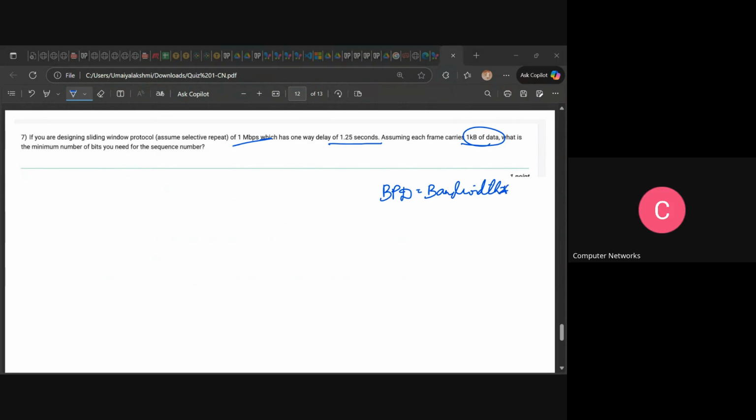So what will be the value here? Bandwidth is 1 into 10 to the power of 6. I'm just calculating the RTT here, that is the round trip. That is what I'm calculating at first. So in the round trip, what I have to do? 2 into 1.25, right? One-way delay I'm taking, and I'm taking it for the round trip.